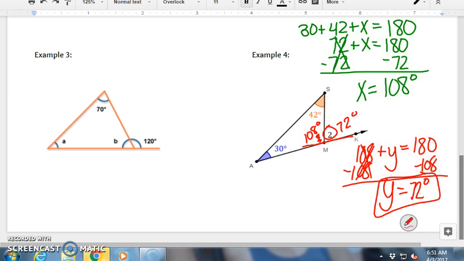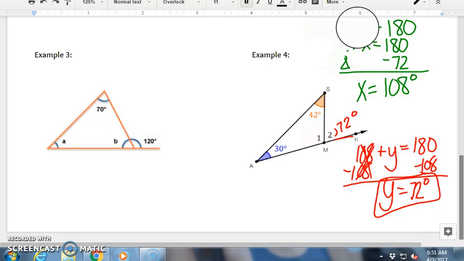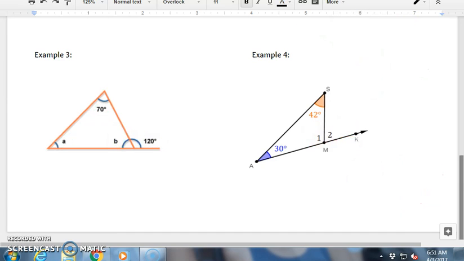All right, so just to recap real quick, the 3 interior angles of a triangle equal 180 degrees, and the adjacent interior and the exterior angle also equal 180 degrees. So we can solve for any missing angle as long as we have enough information.